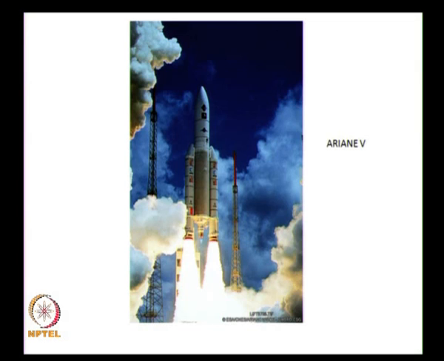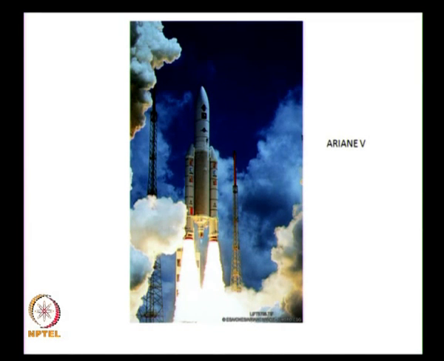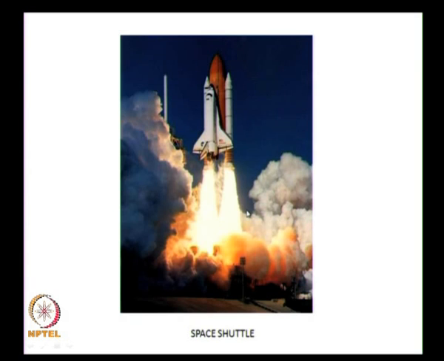And now I show some more examples. These are the current rockets which fly. Ariane 5, by which we launched the INSAT satellites. It has been used to launch earlier, and even now we use them. You have 2 straps, first stage, then the second stage over here, Ariane 5. This is the space shuttle. It has been a workhorse for the US, and it has been decommissioned now.